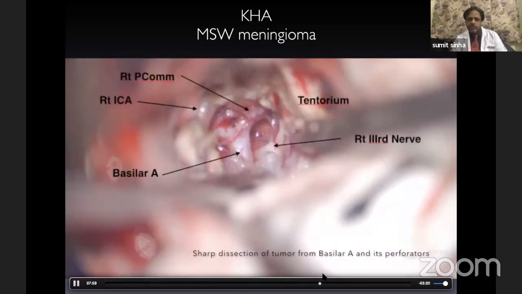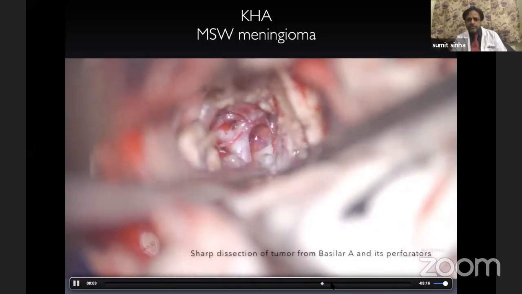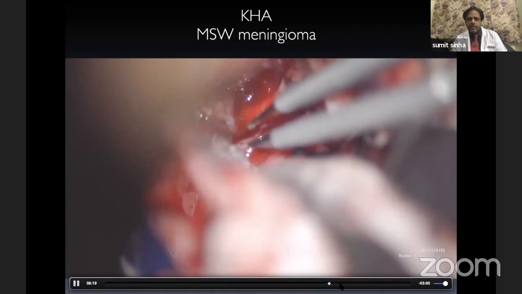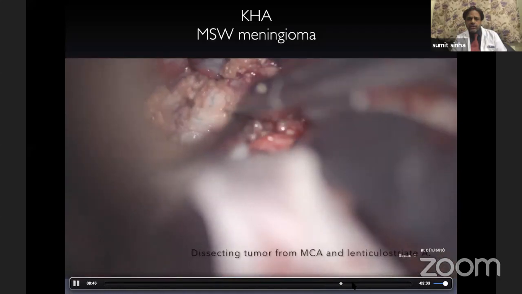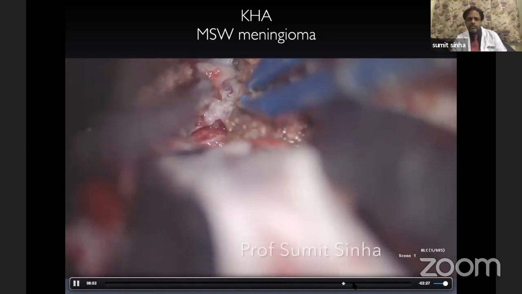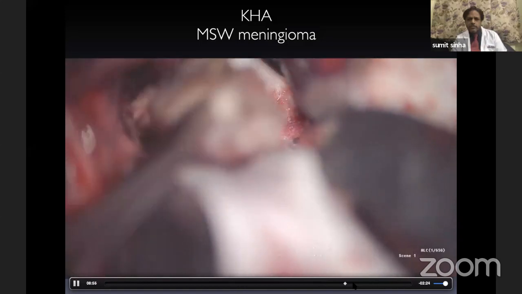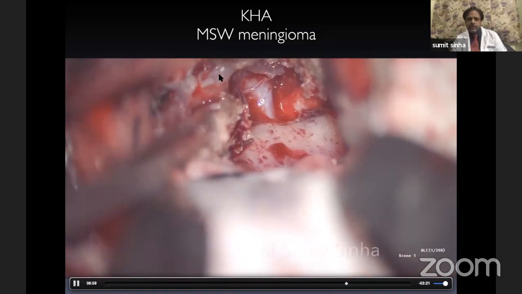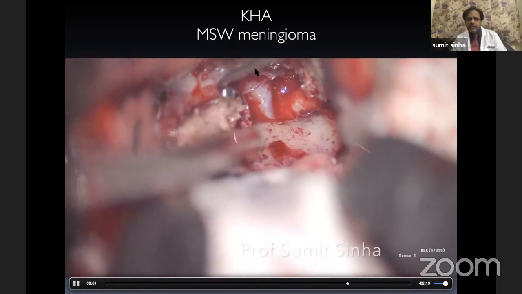There you see the oculomotor nerve. And this is the oculomotor nerve. This is the basilar artery, the tentorial attachment of the tumor, and this is the carotid artery here. This is the right PCOM going into the basilar artery. So the entire tumor has been lifted up from the basilar artery, and then the rest of the tumor will be sucked up, and at the end of the surgery, dissecting here from the middle cerebral artery, the lenticulostriates. So you see the basilar artery and the internal carotid, the MCA is over here, the PCOM is here.